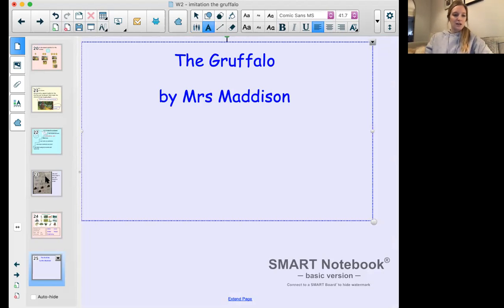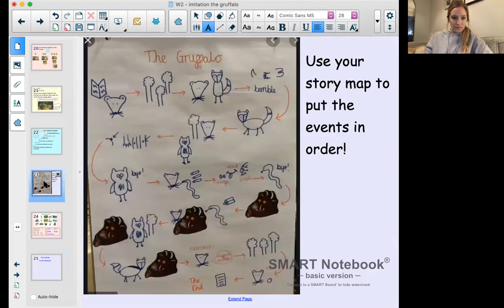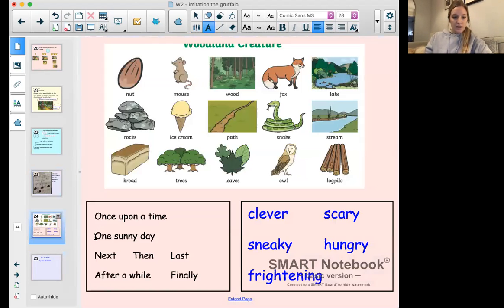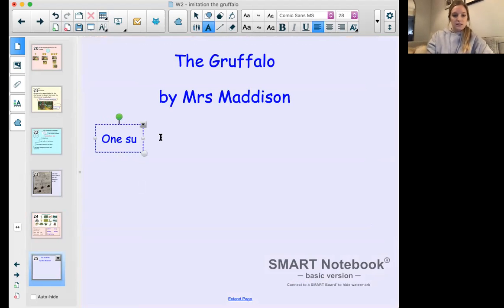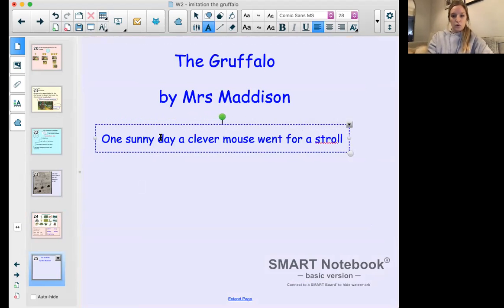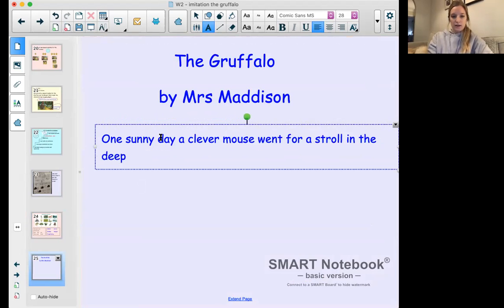Madison. Now let me have a look at my story map because that will help me. Oh, right. One sunny day or once upon a time. I think I'll use one sunny day, which I see right there on my word mat. So it's good to keep your word mat screen up. One sunny day, a clever mouse went for a stroll in the deep, dark wood. Full stop. One sunny day, a clever mouse went for a stroll in the deep, dark wood.